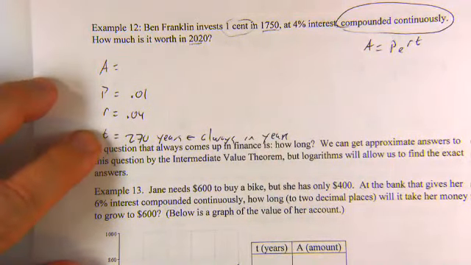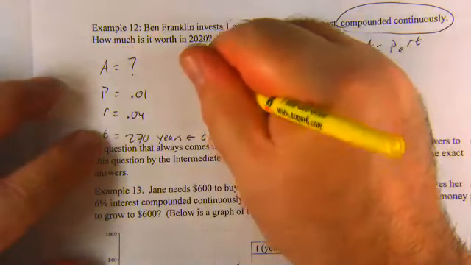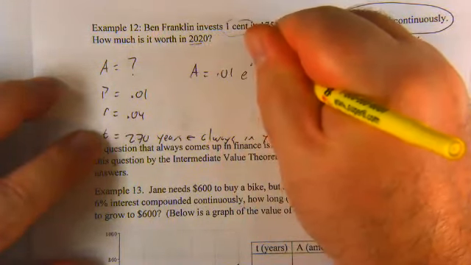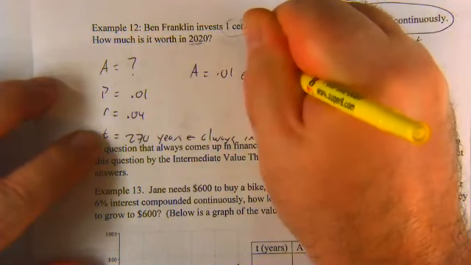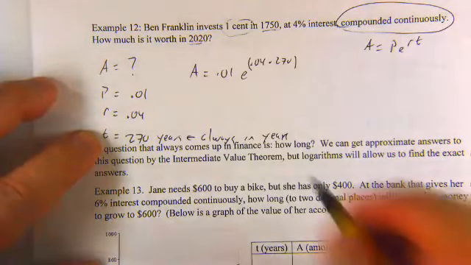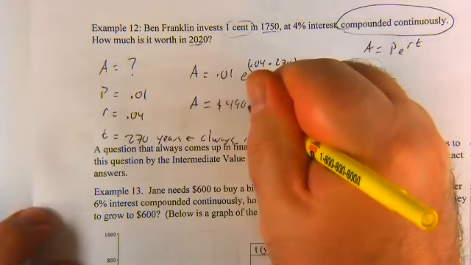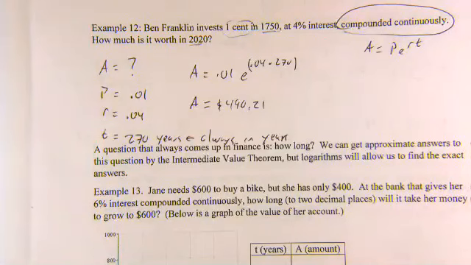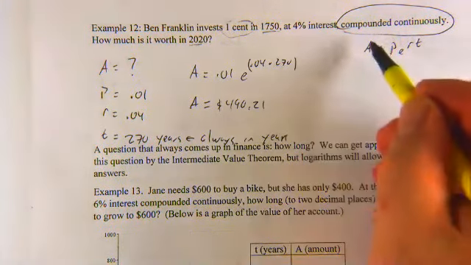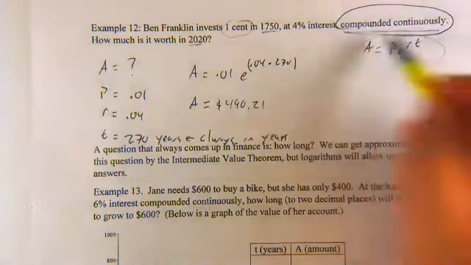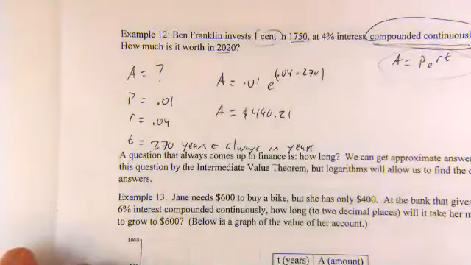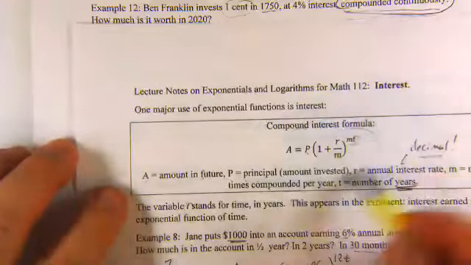Great. So how much does he have? Well, the amount that he has is 0.01 e to the 0.04 times 270. Put those in parentheses in the exponent. And then we can get an answer of $490.21. And so that's how much he has in the account. That's an example of compounding continuously and its formula. There are two types of compound interest: compounded continuously, which is this formula, and the other, compound interest, which is that formula.